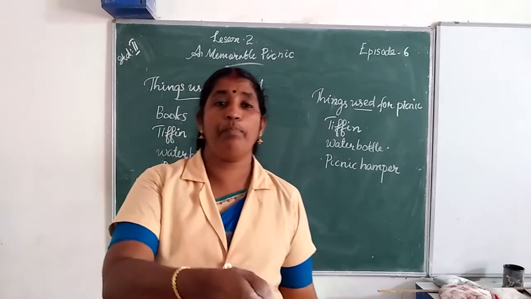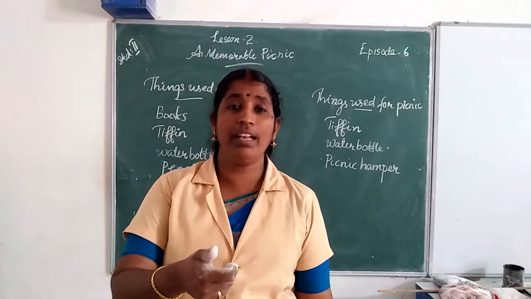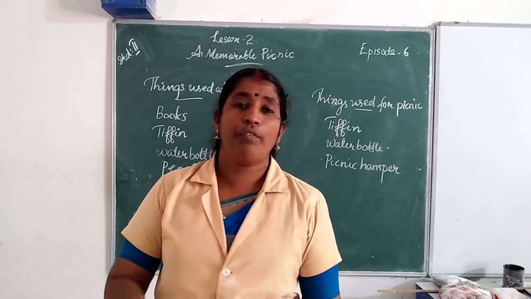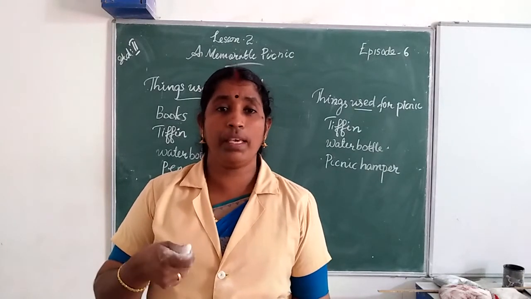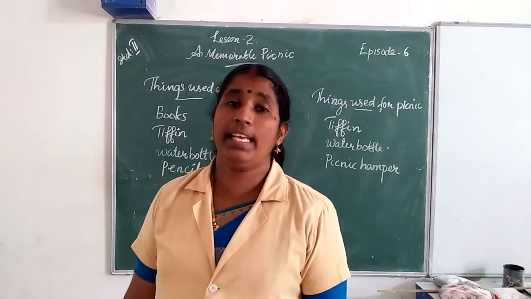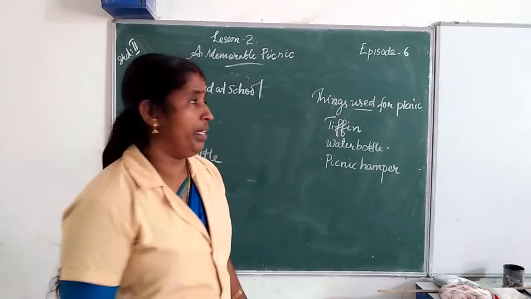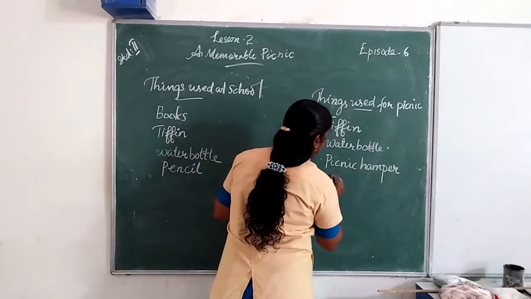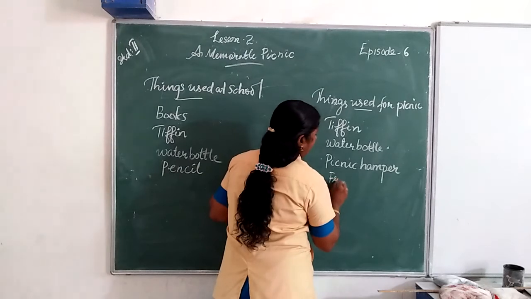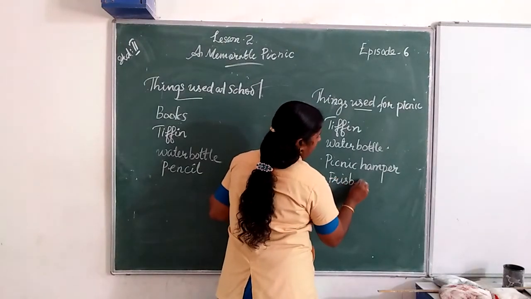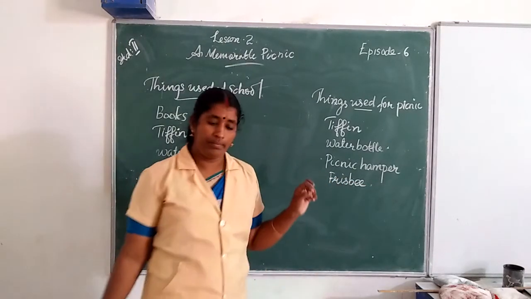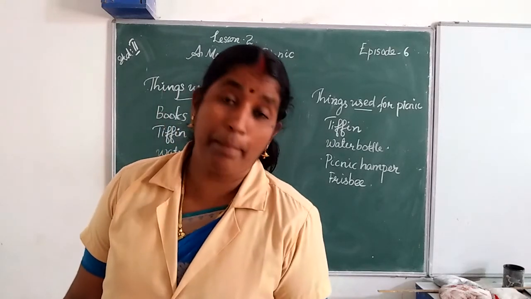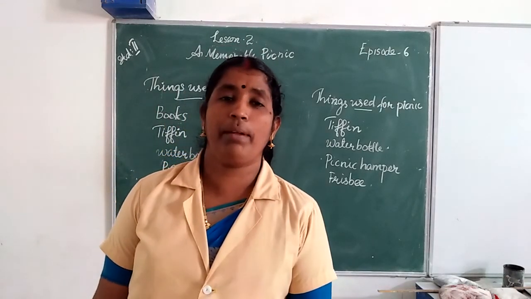If we carry a frisbee to school, the teacher will beat you or punish you. Where do we carry a frisbee? When we go for a picnic, we carry a frisbee. So let us write the word here in the second column. Frisbee. Next one, umbrella.